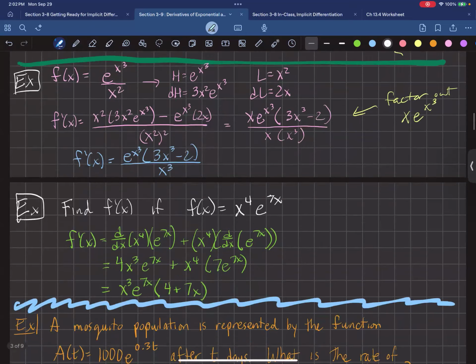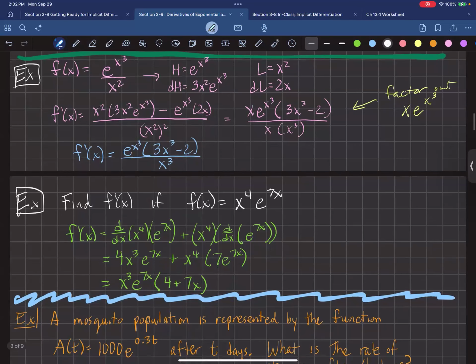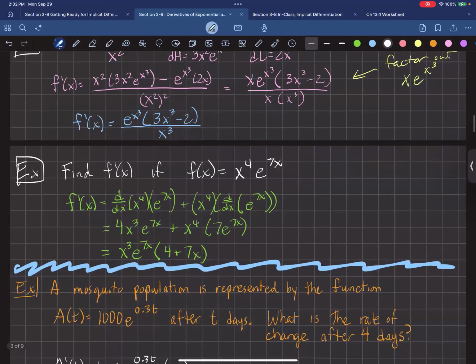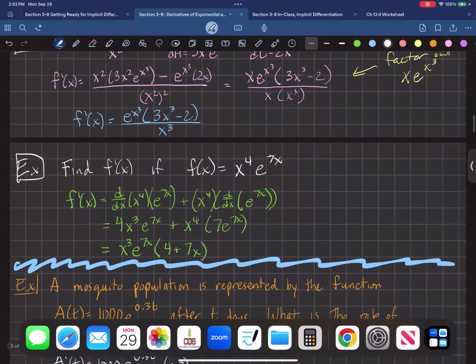Examples where this comes up in life, population growth is often modeled by exponentials. Let's say a mosquito.